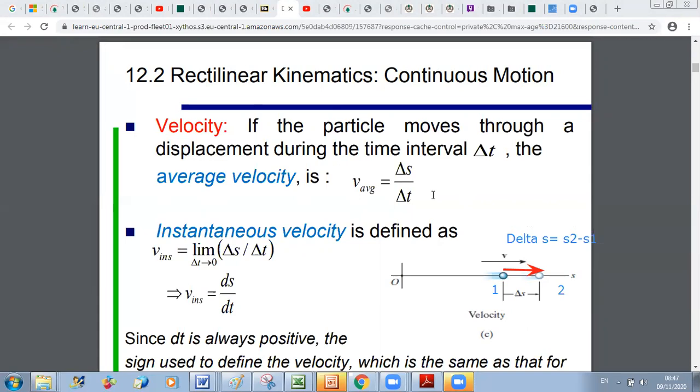Now, if I take a very small time step, if delta T tends to 0, then I can calculate instantaneous velocity. Instantaneous velocity is given by the derivative of position with respect to time. So V instantaneous is ds by dt.